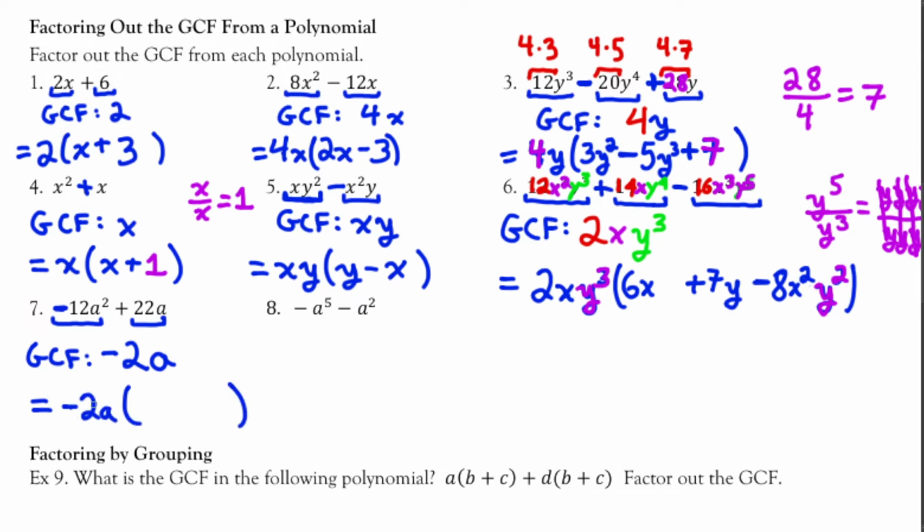When I take negative 2a out of negative 12a squared, I get 6a. Now, how do I take negative 2a out of 22a? Well, the same way we've done anything complicated when it comes to factoring out. To factor negative 2a out of 22a, you divide them. A divided by a cancels. 22 divided by 2 is 11. And when I divide a positive by a negative, I get a negative. So 22a divided by negative 2a is negative 11.